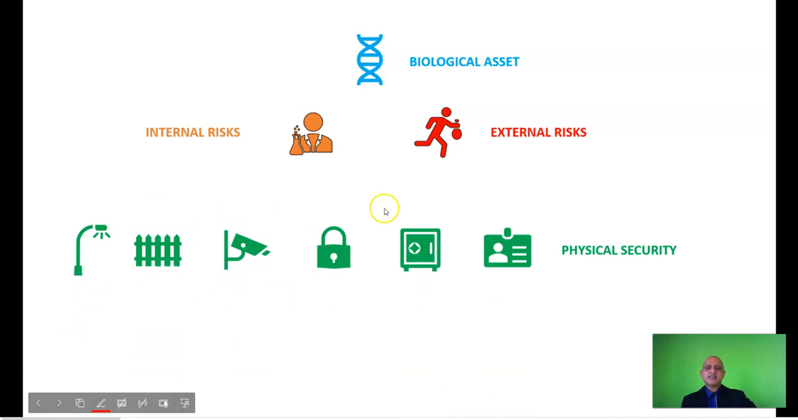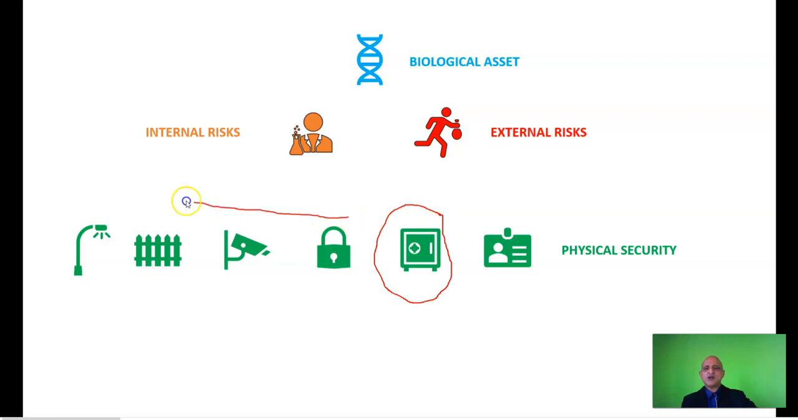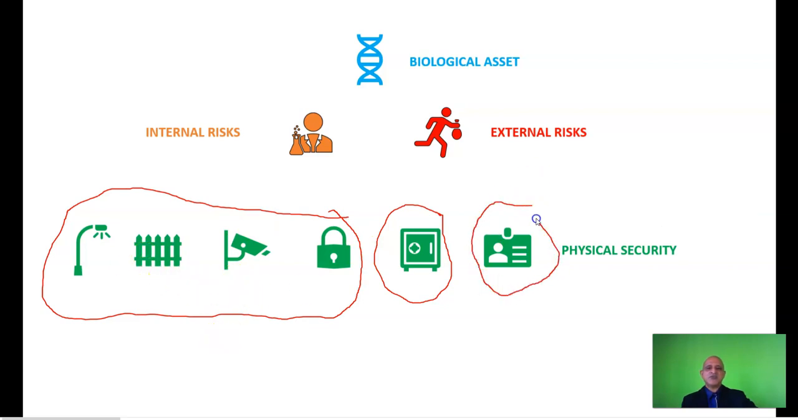One is the physical security, which may be in the form of the inventory. So we have our safe, our freezer is locked. We have different locks and measures such as lighting, CCTVs, and the fencing on your facility. You have physical security in the form of your access cards, which may be fingerprint access. So this constitutes physical security.